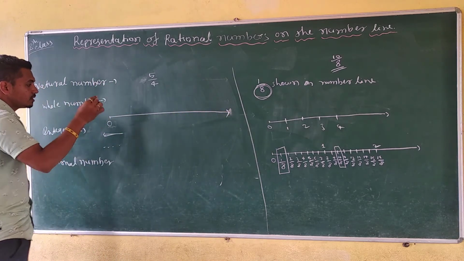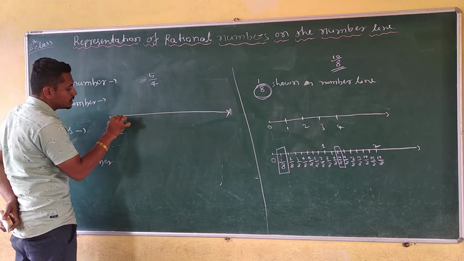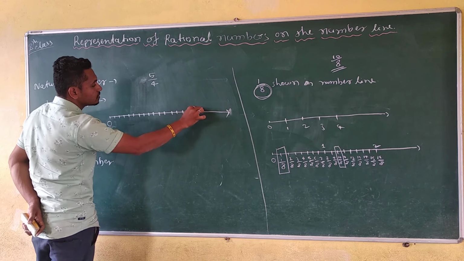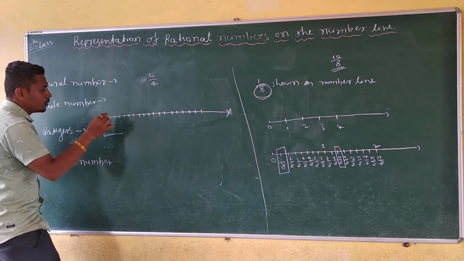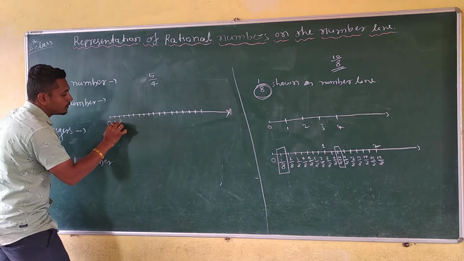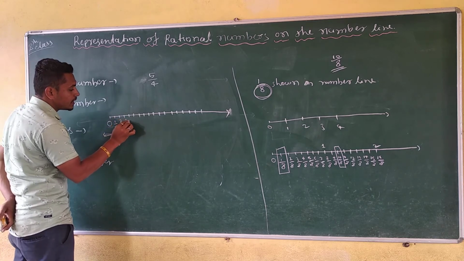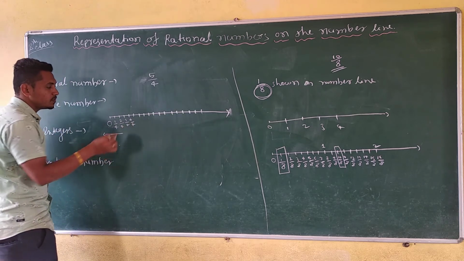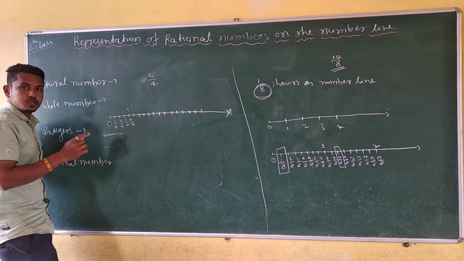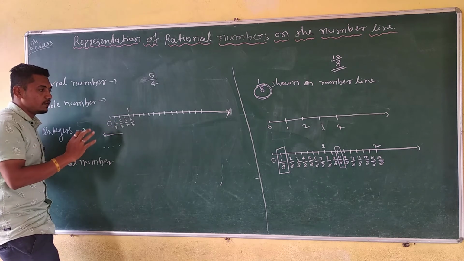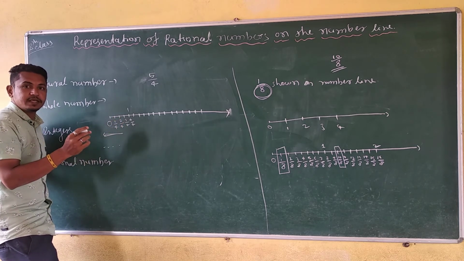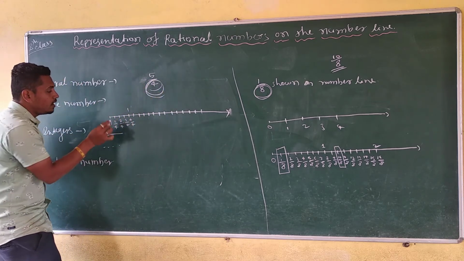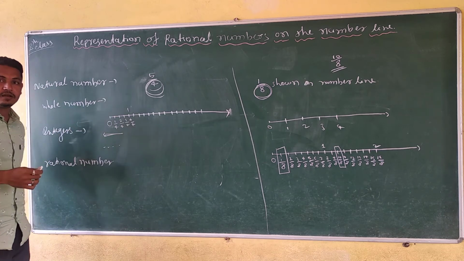Okay, see here, 1, 2, 3, 4, 5, 6. Now right here, 1 divided by 4, 2 divided by 4, 3 divided by 4, 4 divided by 4, which means 1. Now see here, the two consecutive integers, 0 and 1, make 4 equal parts. Why 4? Because our denominator is 4. So that's why 1, 2, 3, 4. 4 parts are there. Is it right?